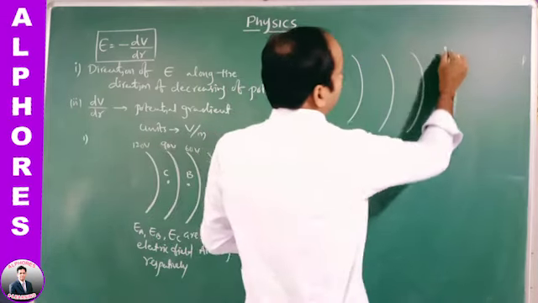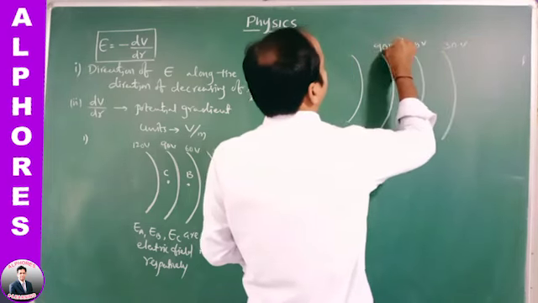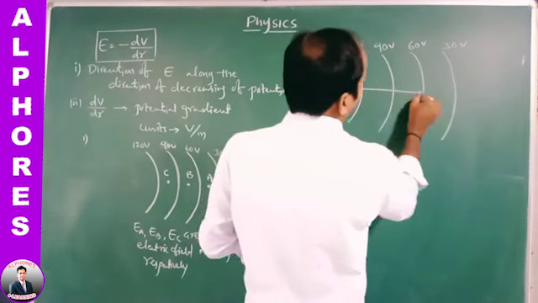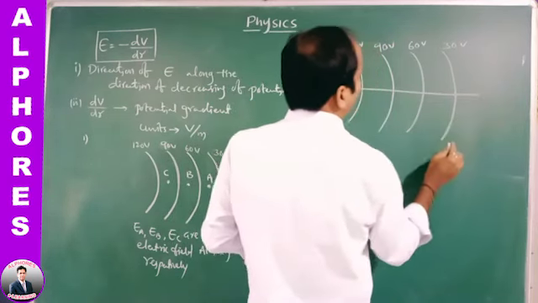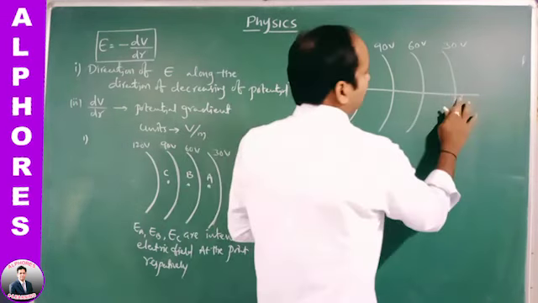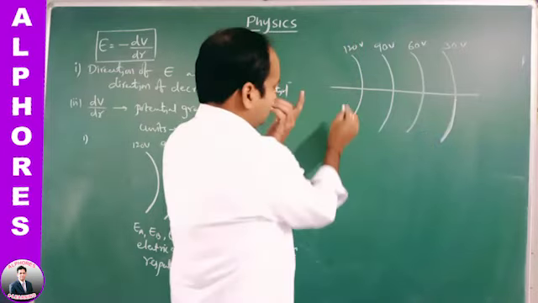Okay, here it is: 30 volts, 60 volts, 90 volts, 120 volts. Now, first, the direction of the electric field is normal. Now, is this normal or not? What should be the direction? Okay, it is normal. We have drawn the normal, not like this.